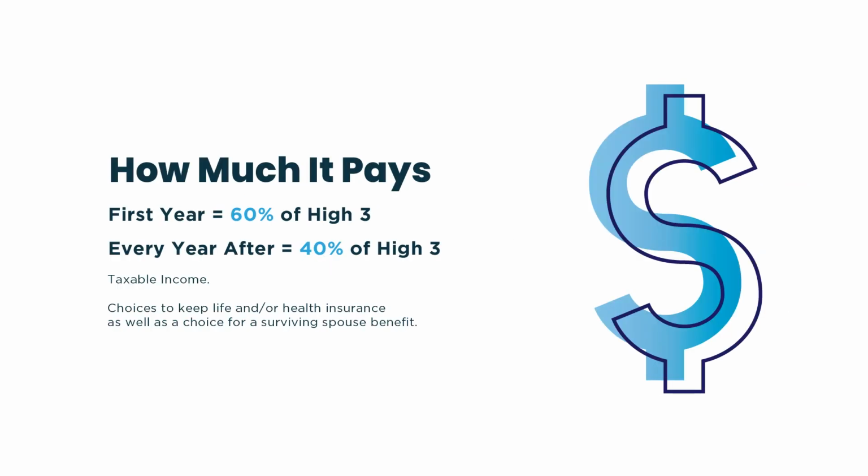And so a big question we often get is, how much can you receive on federal disability retirement? And the answer to that is, for the first year, you receive 60% of your high three. And every year after that, it is 40% of your high three. This is considered taxable income, but you do have the option also to keep your life or health insurance, and you do have the option to choose whether you would like to leave a surviving spousal benefit.